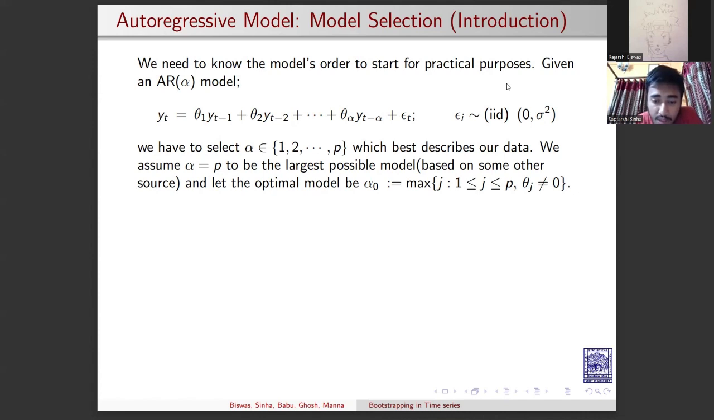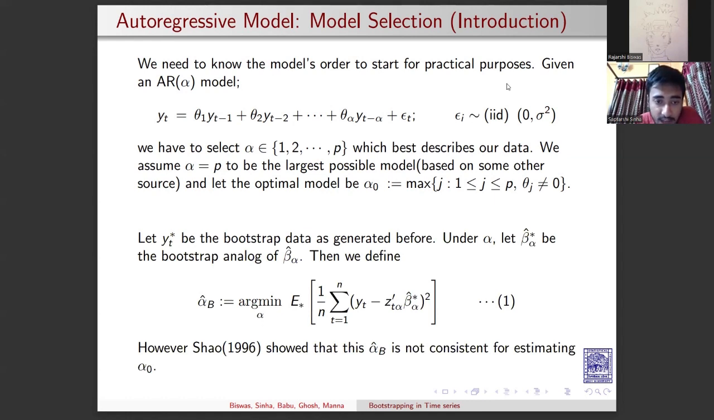We assume p to be the largest possible value of alpha, and alpha_0 to be the true order of the model, that is alpha_0 is the maximum of j such that theta_j is not equal to 0. Generally, we get the value of p from domain knowledge or some other sources. First, let us describe a naive way to attack this problem.